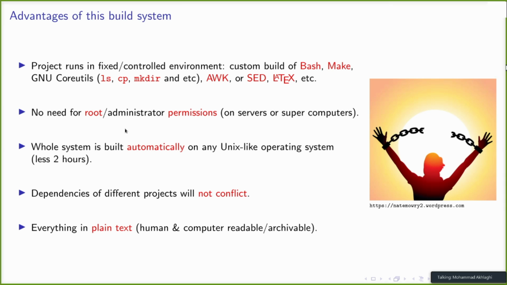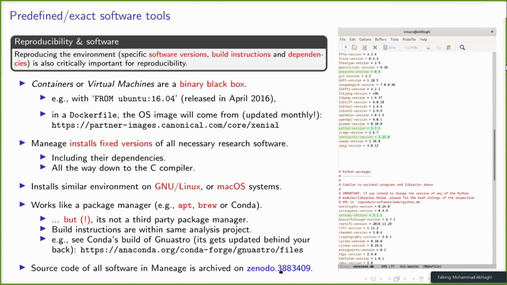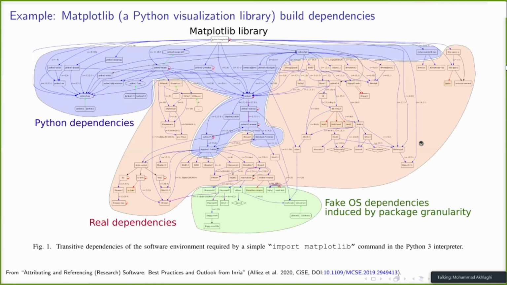It doesn't need root permission, so you just give one directory, and it will usually take 1.5 to 2 hours to build everything from source. And the thing is that even the tarballs necessary to build the software, we have our own separate repository for it that's just opening up right now. It's on Zenodo, which is managed by CERN. And so all of the tarballs that are necessary in a managed project are actually archived here.